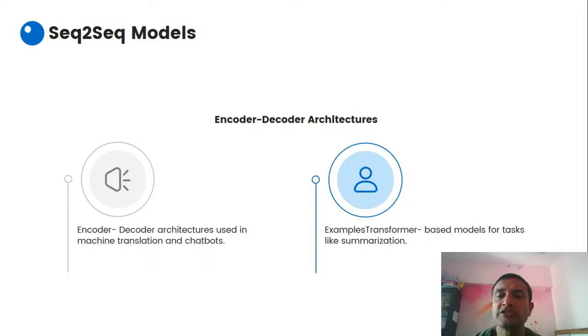Example, transformer based models for tasks like summarization. For many such tasks maybe you can look at Google Notebook LM, right? There are also other tools which help you summarize your text and your entire content. Even in Zoom you will see the AI Companion which summarizes your entire meeting, correct? So these are some of the models which are used in different applications.